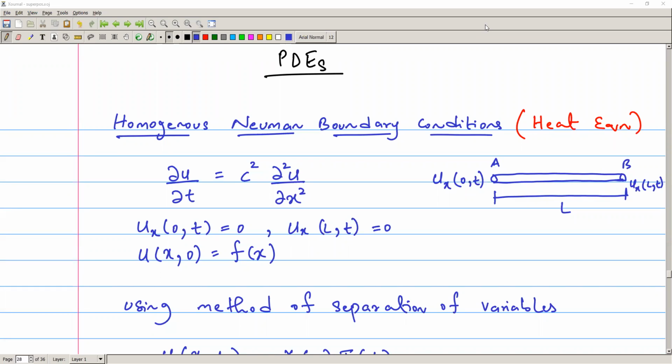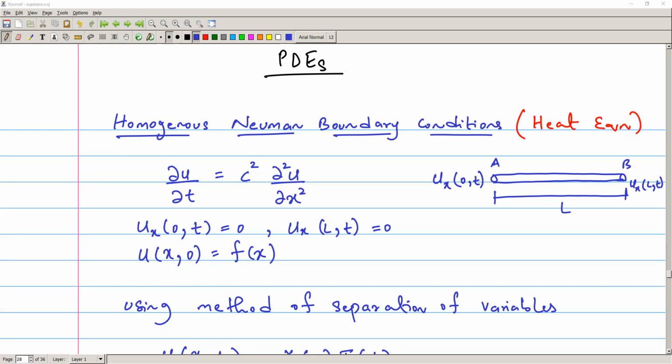So in the previous class, we discussed the solution of the heat equation with non-homogeneous Dirichlet boundary conditions. Now in this class, we are going to start Neumann boundary conditions, and we will talk about the homogeneous Neumann boundary conditions and non-homogeneous Neumann boundary conditions as well, right?